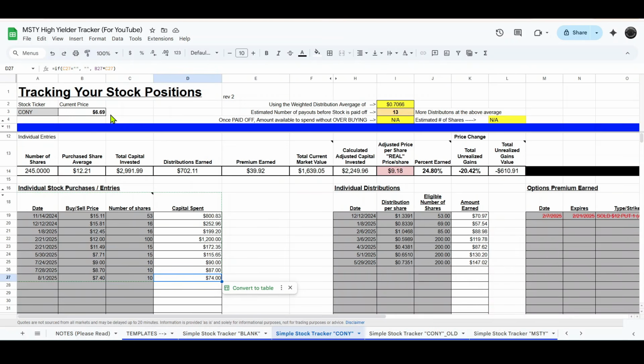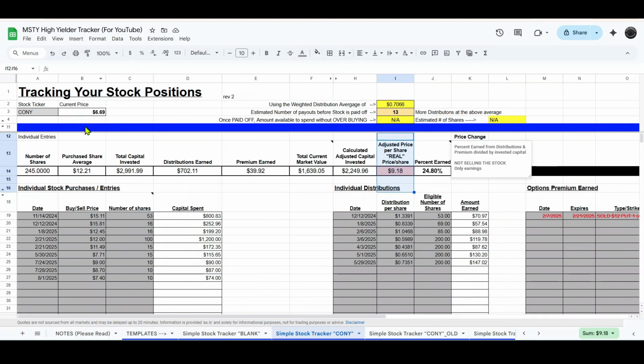Nice. Now, if CONY is down tomorrow, it could benefit me to buy more shares, especially at a price below $7, because that's really going to help me bring down this $9.18, right? Because the quicker I can get this number down closer to the current price, the quicker I can start showing a positive earned amount, because my share price would then be below the current price of CONY. All assuming that CONY would go back up, right? Because if CONY went up to $10 now, I would be in the green because my adjusted price per share is $9.18. But until then, while it's down, it's beneficial to me to buy more shares because my current real price per share is above the current price of the stock.